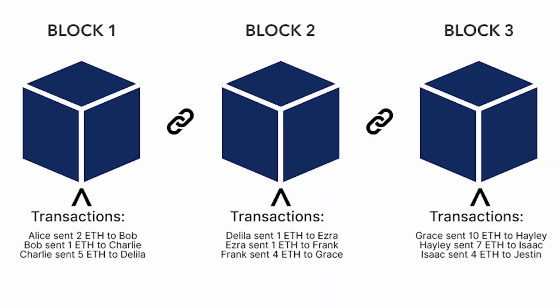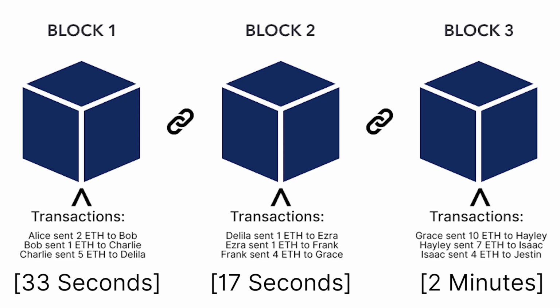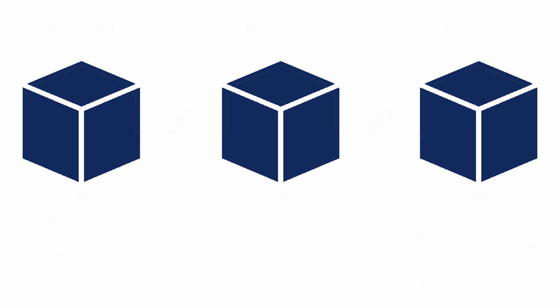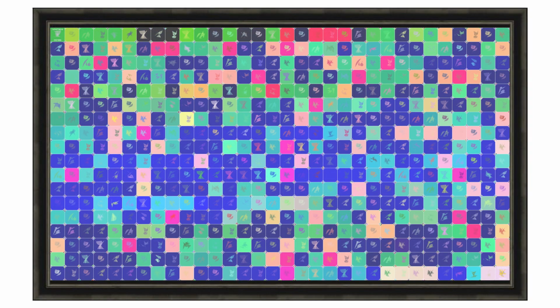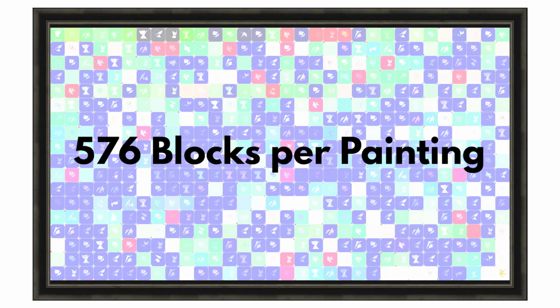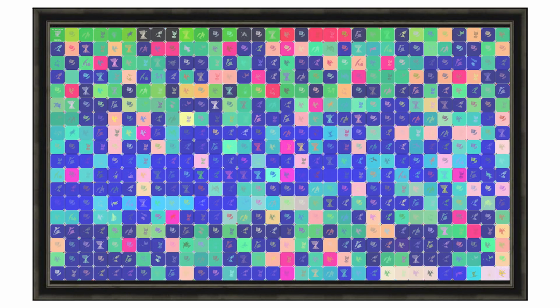So what is a blockchain, you might ask? Well, it's a chain of blocks. One block on the blockchain represents every transaction that happened on the Ethereum network within a certain amount of time. This could be anywhere between a few seconds and a few minutes. CryptoArte takes the data within each block and turns it into a visual representation. Each CryptoArte painting has 576 blocks within it. Each shade of color means something different.